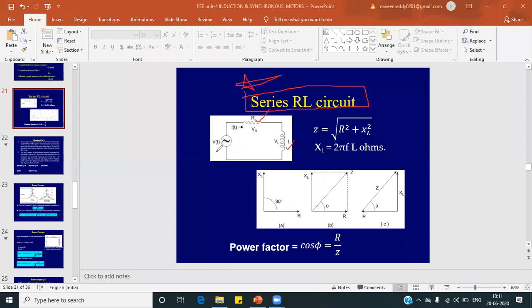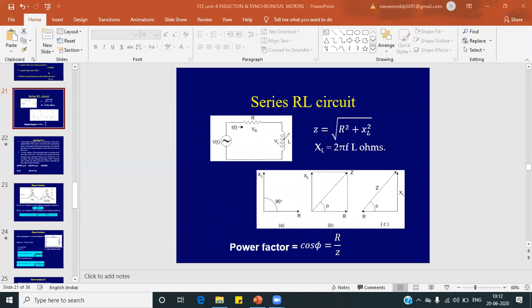Because we have the induction motor, which is an AC machine. An induction motor has a winding. Winding means a combination of a resistor and an inductor. The stator and rotor both have windings like this. The winding is made of copper, which has some resistance, and since it is in the form of a winding, some inductance will definitely be formed. So that's why I thought concepts like the series RL circuit are necessary.